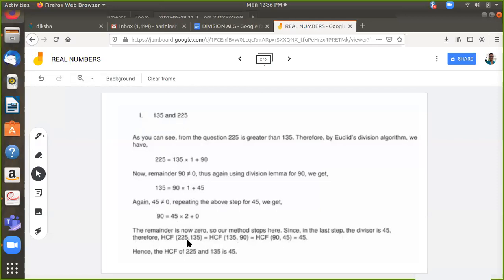You started with the HCF of these two, then you went to the HCF of these two numbers, then you went here, and finally you got 45. So all this you don't have to report. You simply have to tell the HCF of the two numbers is 45.